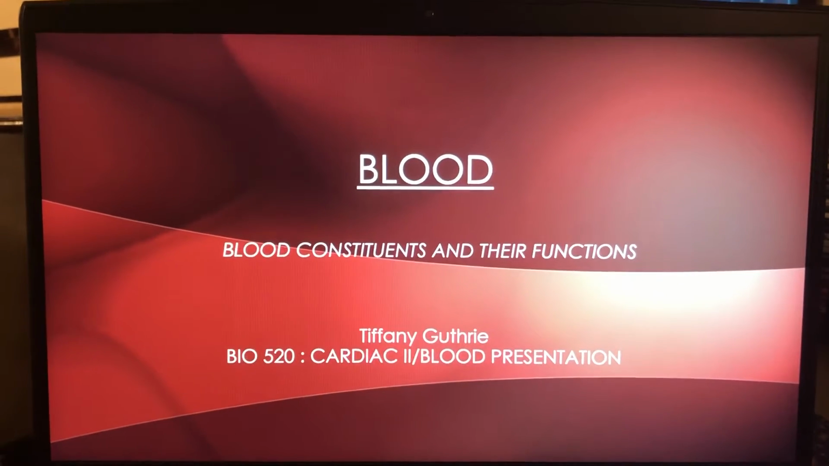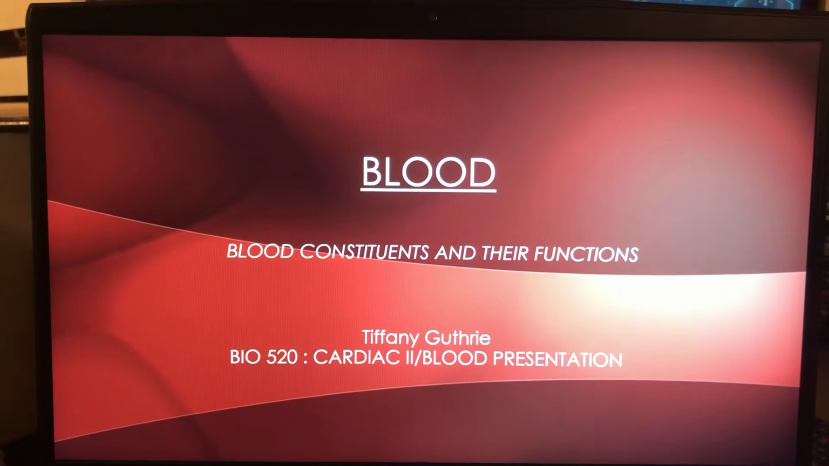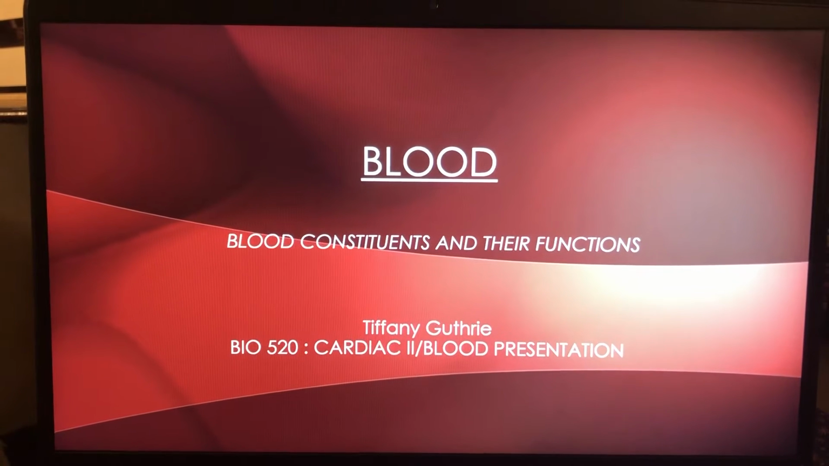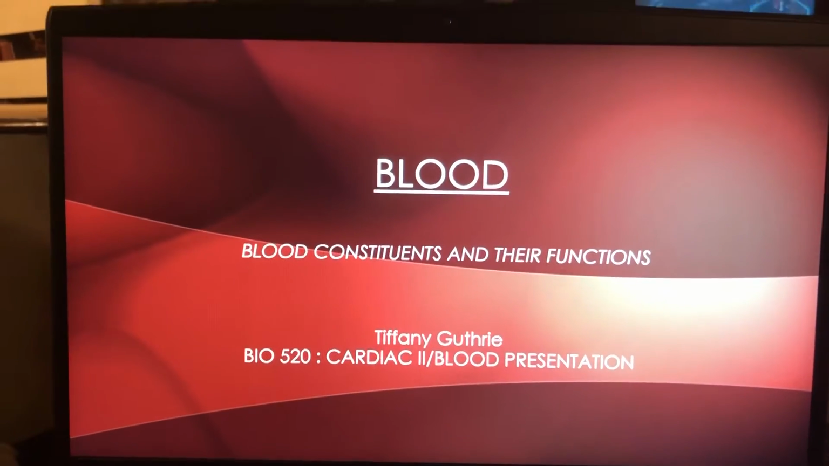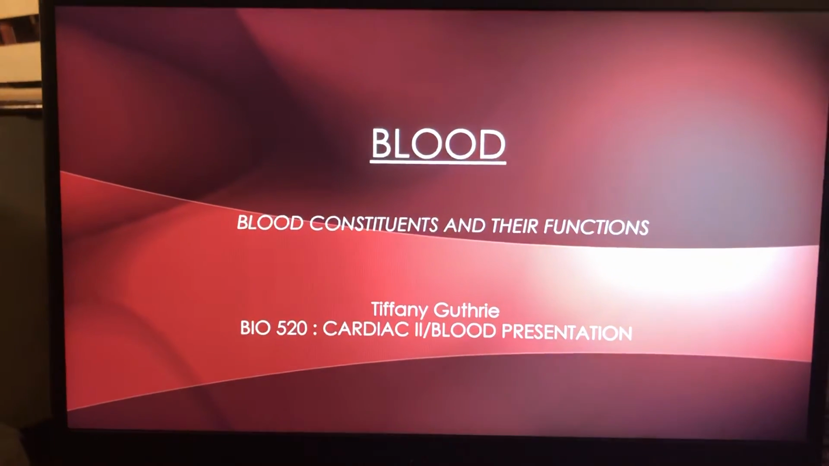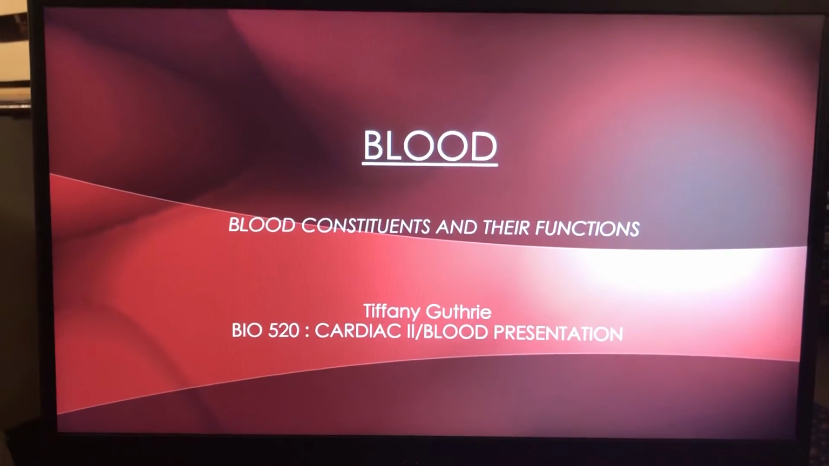This presentation is on blood, specifically the constituents or components of blood, and the functions of those components. A research study will also be reviewed on transfusions of blood and blood components.